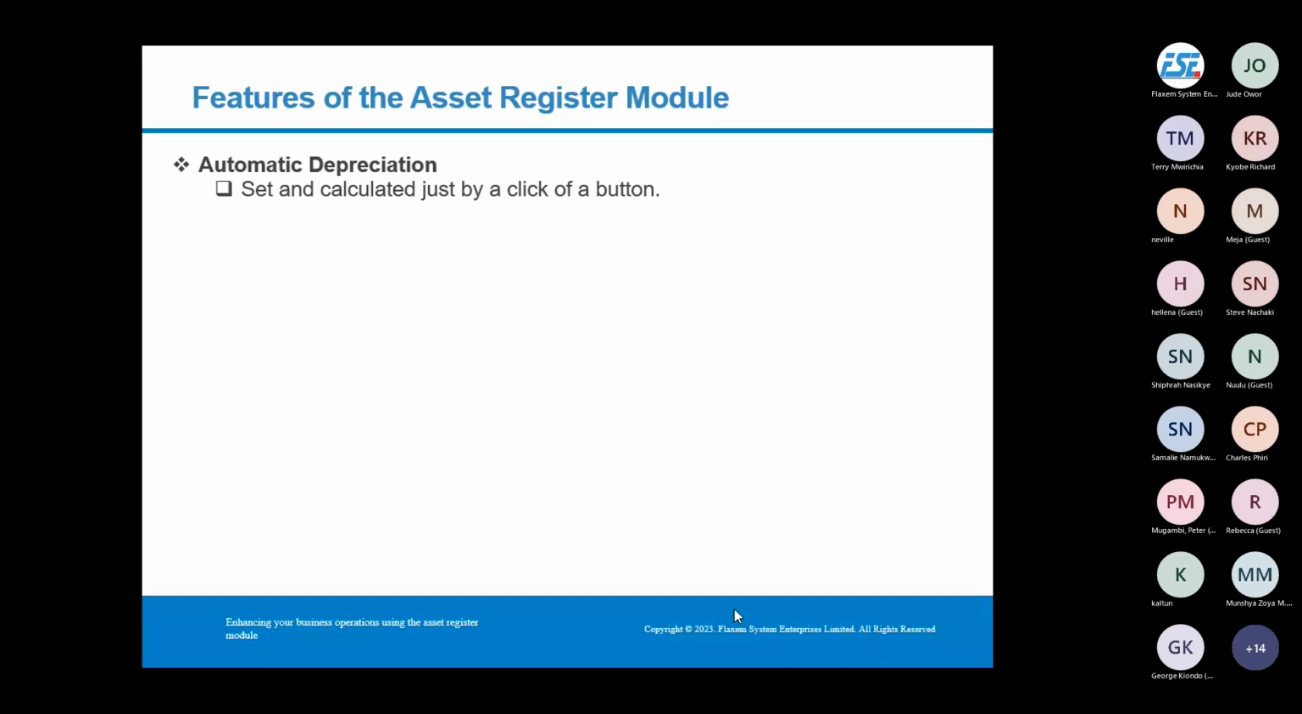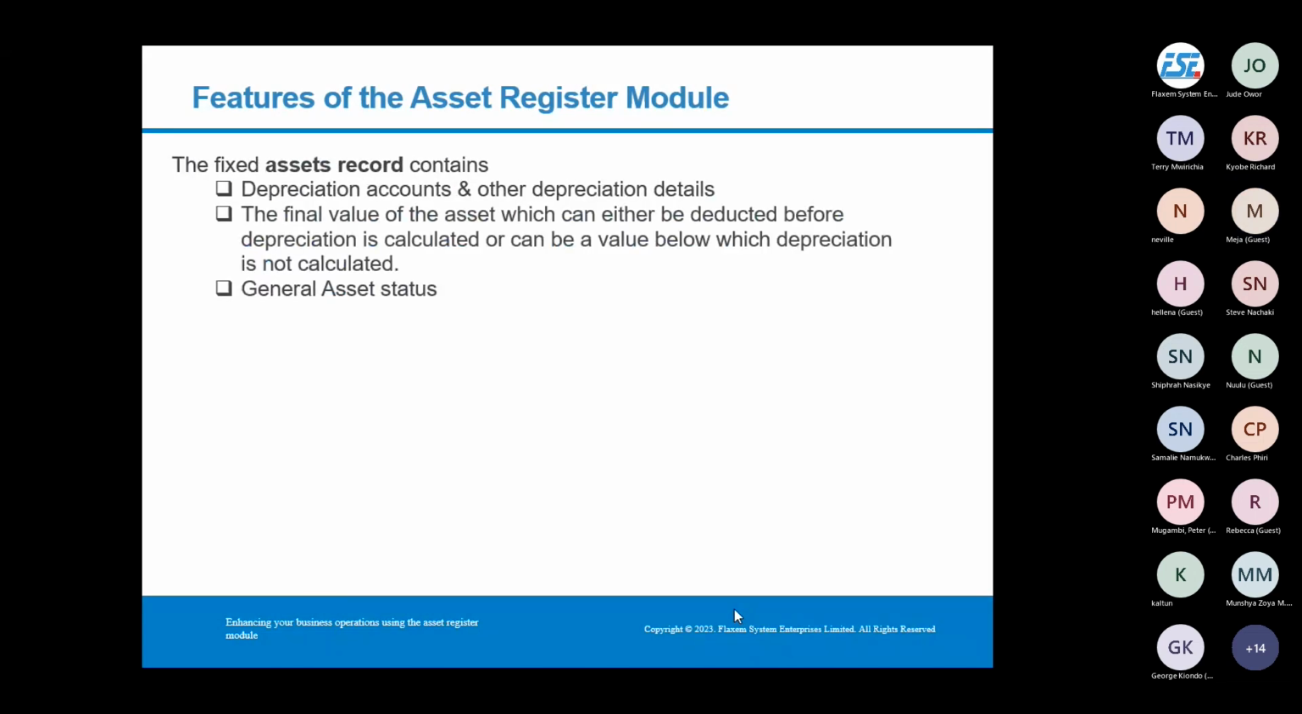Another feature enables you to have automated depreciation. What you need to do is just set up the depreciation method and depreciation percentage, and all you need to do is click a button, and the system will do the calculation for you. Other features also contain depreciation accounts and other depreciation details.